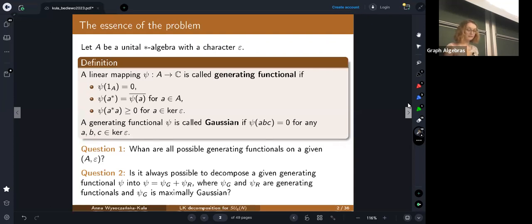Sorry, I have a question. What is maximally Gaussian? Yeah, this I will explain during my talk, but in general, it means that in this part psi r there is no more Gaussian. So you cannot decompose it further into something that is Gaussian and the remaining part. This will come. Why is it called Gaussian? Yes, the question was why the name Gaussian. This will come with the motivation that I'm going to present.